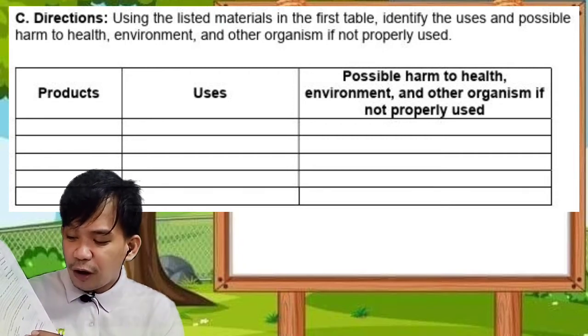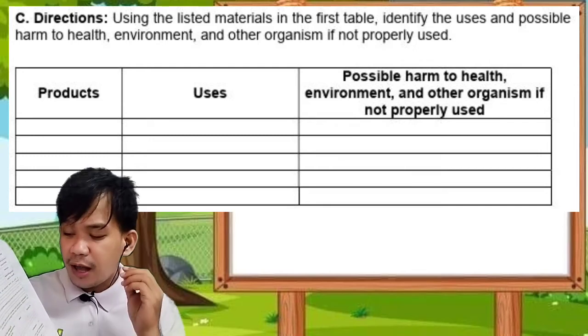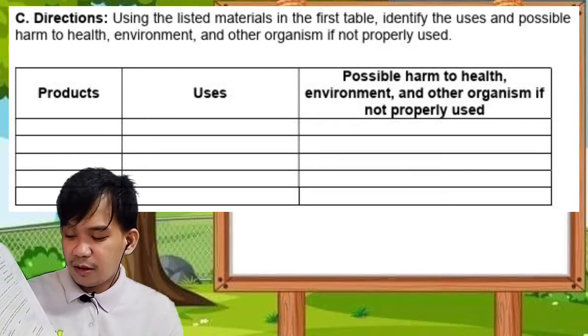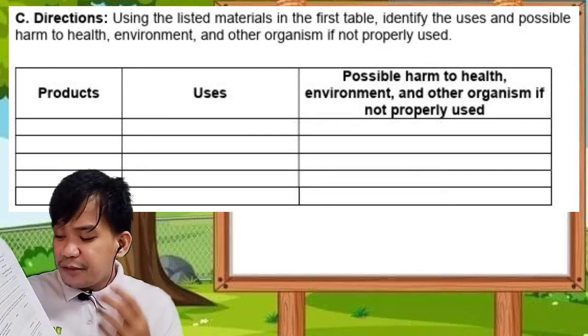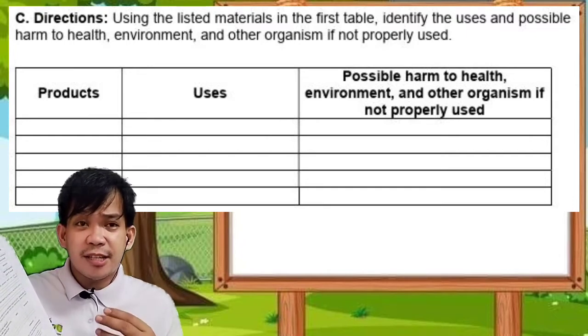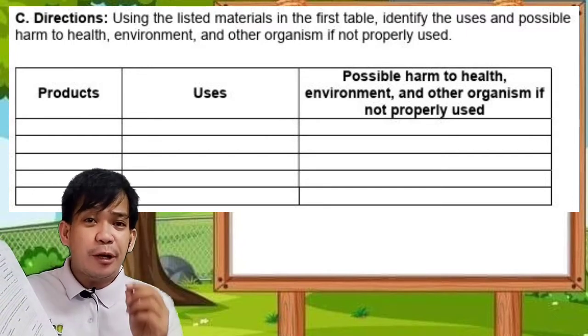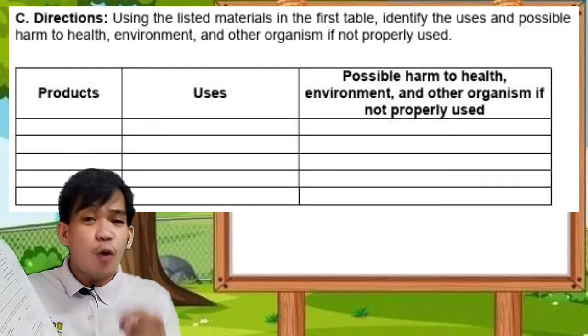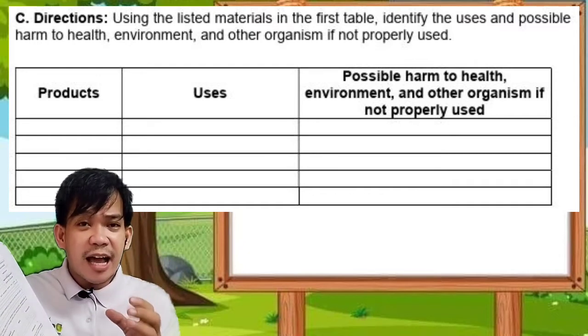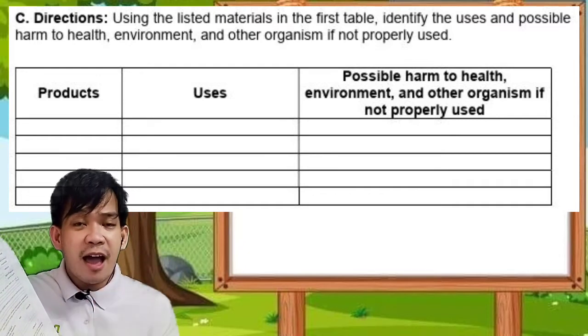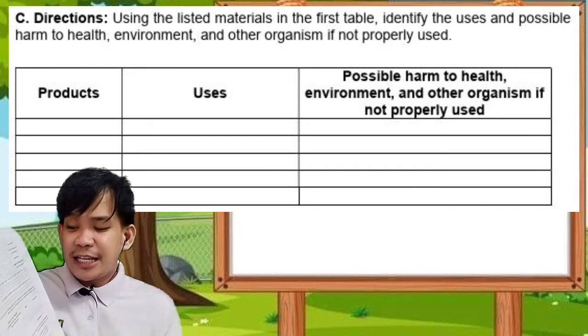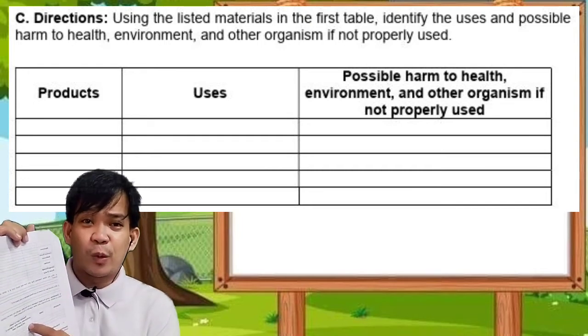And sa third column, ano yung possible harm to health. Kung hindi sa health nyo, sa environment or sa other organism, if you will not properly use muriatic acid. So, kung kapag hindi nyo ginamit ng mabuti yung muriatic acid, ano yung mangyayari or possible na mangyari? Yan yung isulat nyo dito sa column na to.